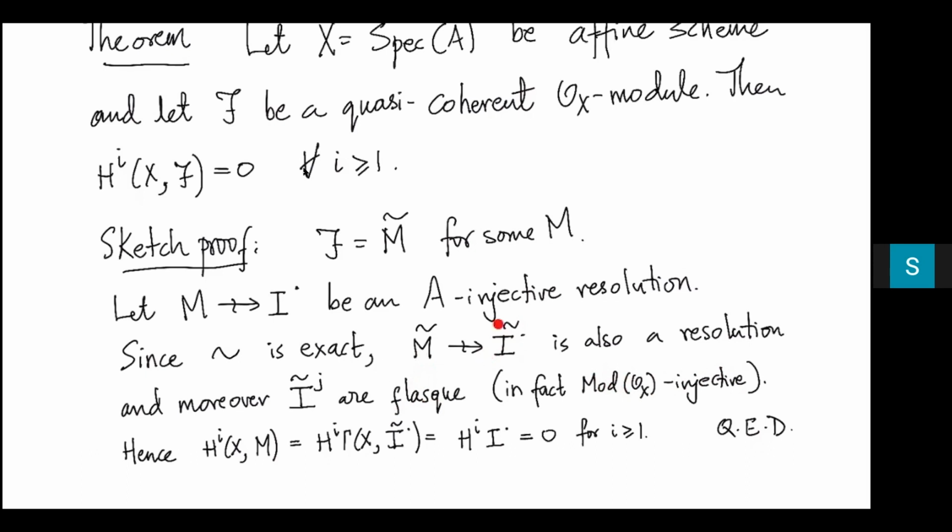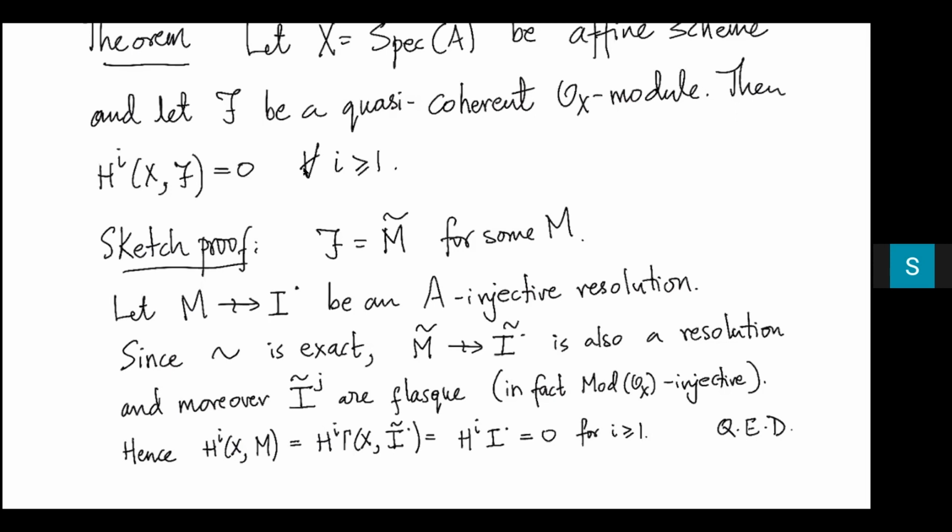And so you just measure the cohomology. You apply the global sections functor to this resolution. And so what you get is H^i of Gamma_X of I dot tilde. But Gamma of M tilde is M itself. I mean, that's the way we defined it. So Gamma of I tilde is I itself.